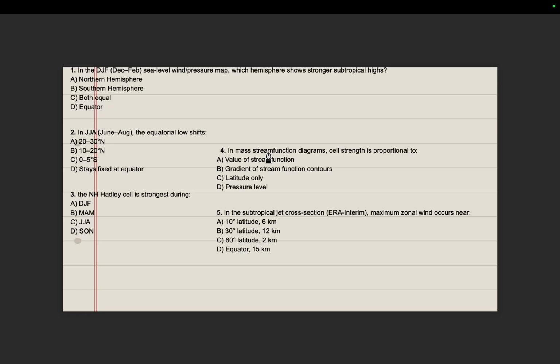So now the first question for today is: in December, January, February, that is when there is northern hemisphere winter, on the sea level pressure map, which hemisphere shows the stronger subtropical high? Northern hemisphere, southern hemisphere, both equal, or the equator. In December, January, February, on the sea level pressure map, which hemisphere shows the stronger subtropical high?